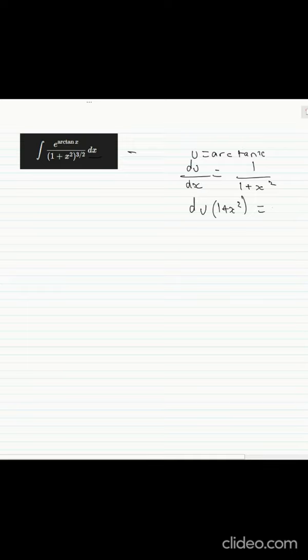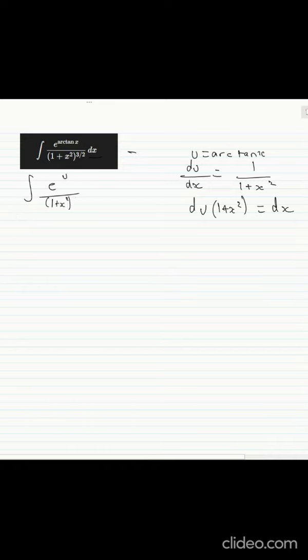So the first thing I'm going to do here is take the u substitution of arctan x, and then when we differentiate this with respect to x, we get 1 over 1 plus x squared. When we rearrange in order to make dx the subject, we can write this as du times 1 plus x squared to give the dx.